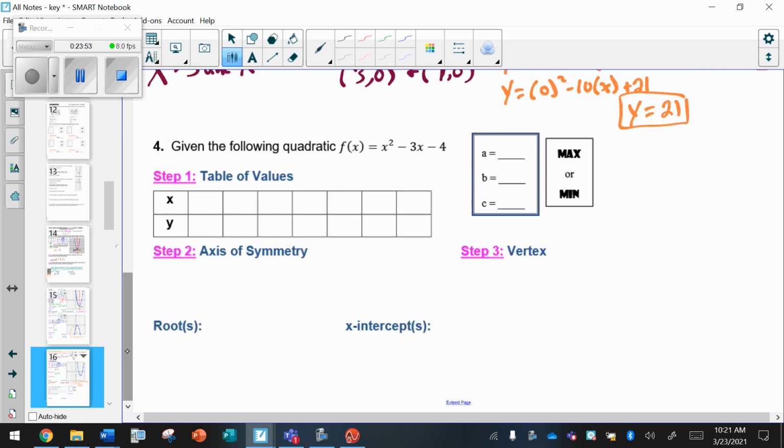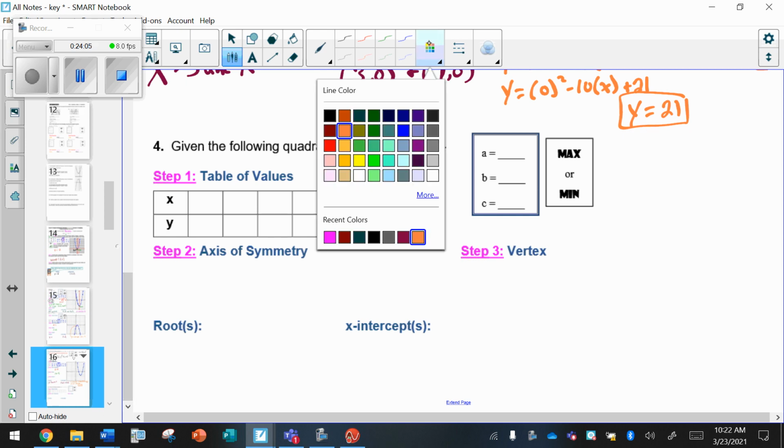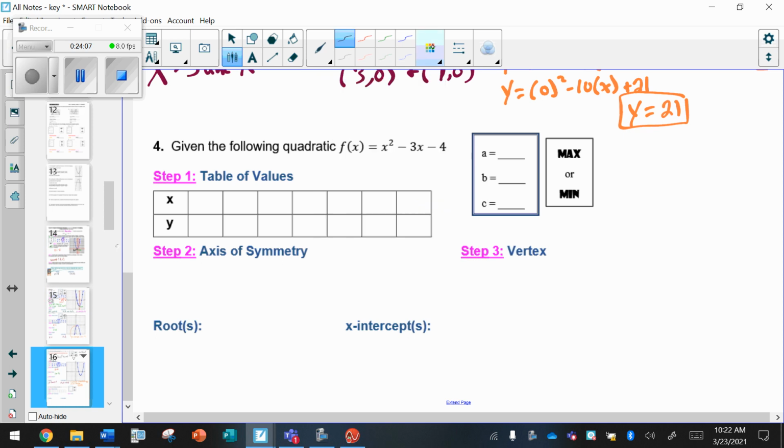Okay, number 4. No graph this time, but can we find all that fun, great information without a graph? And the answer is, of course we can. We've been doing it all lesson. So what we do first, pick out our a value. A is positive. That means our graph will open upwards and our vertex is the lowest point on the graph. When a is positive, our graph has a minimum. The b is -3 and the c is -4.